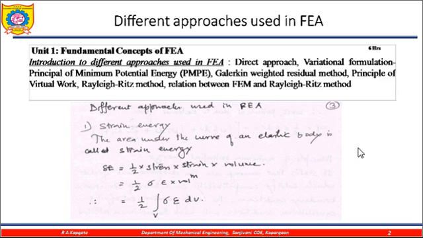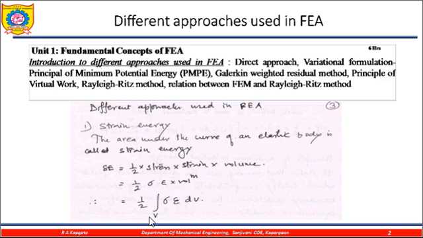Now, one of the concepts we are using in finite element analysis is strain energy. Now what is that strain energy? The area under the curve of an elastic body is called the strain energy. Now what is the strain energy formula? That is equal to 1/2 stress into strain into the volume. So that is equal to 1/2 sigma into epsilon into volume.